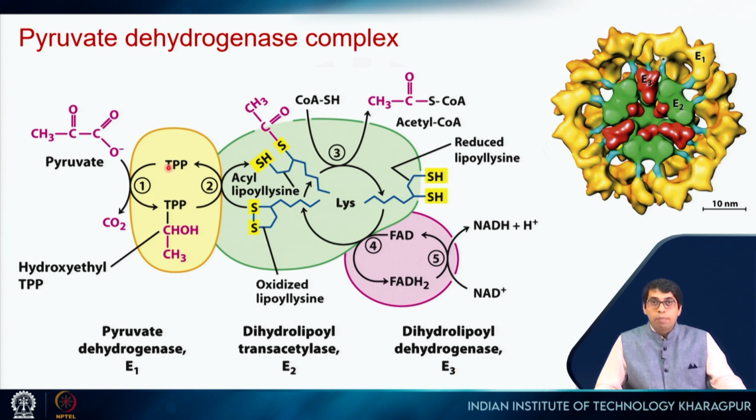So, all of this TPP is regenerated, oxidized lipolysine is regenerated, FAD gets converted to FADH2 and then it goes back to FAD. So, it is regenerated. NAD plus gets reduced to NADH and coenzyme A accepts the acetyl group. So, it becomes acetyl coenzyme A. So, these are the two end products of this reaction.